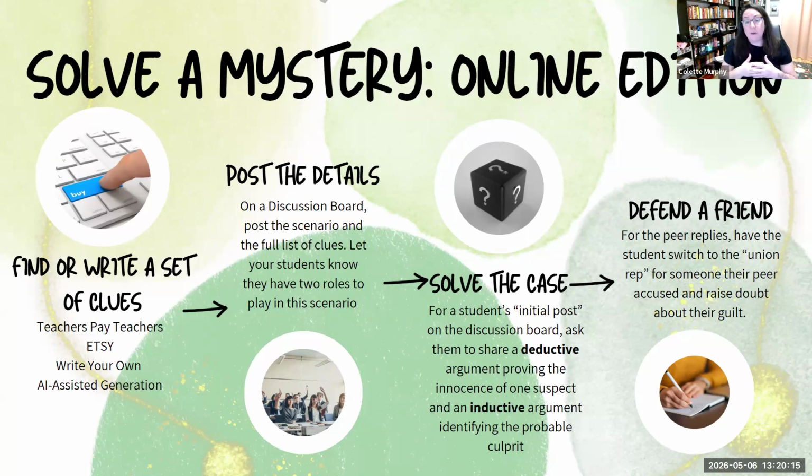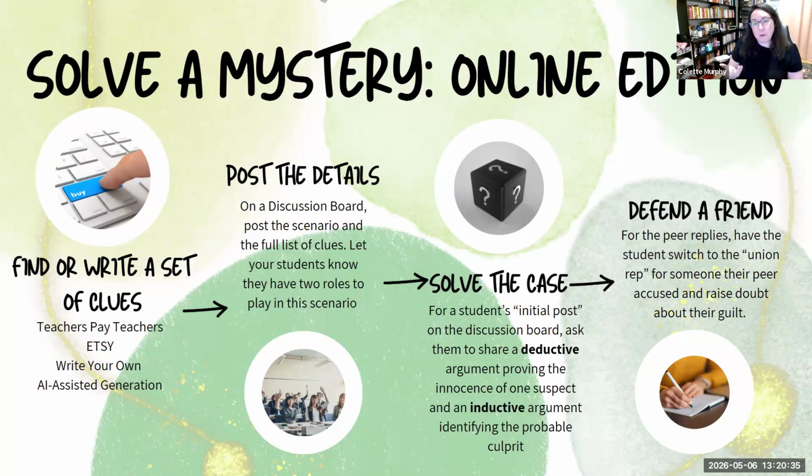So first thing you're going to do is find or write a set of clues. You might find these on Teachers Pay Teachers, on Etsy, or create your own. This is a spot, depending on your own personal preference about using AI, that you might outsource a little bit to Google Gemini or something like that. Say, hey, I need a list of clues for an inductive and deductive reasoning puzzle.